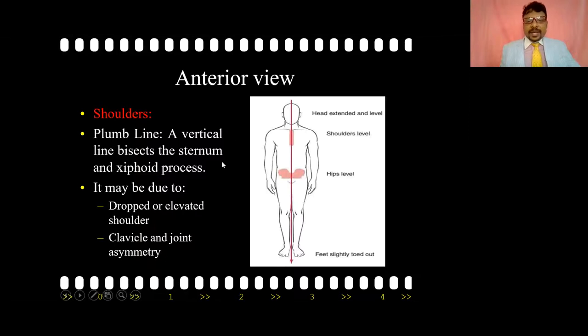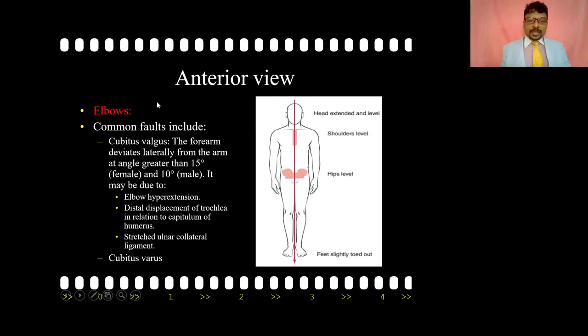In the anterior direction, in the anterior plumb line test, we have to check for any changes in the shoulder levels, like dropping of the shoulder, and clavicle and joint asymmetry. If you see the anterior direction, is the shoulder level equal or not? Sometimes because of an abnormality, the shoulder may drop or hike, because of muscle tightness or muscle weakness. So we have to check how the shoulder level is, how the ear lobule levels are, in the anterior view.